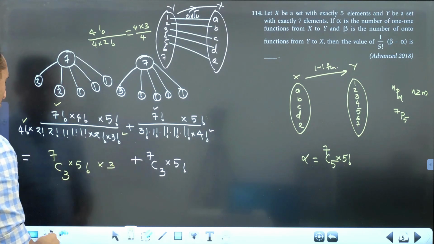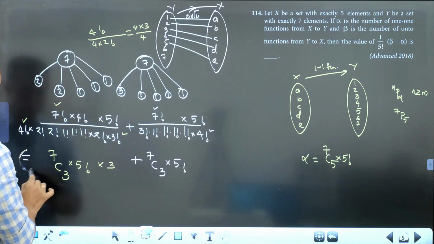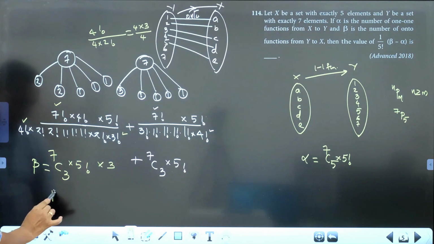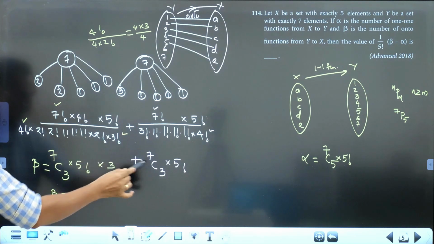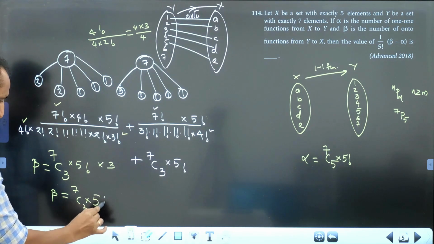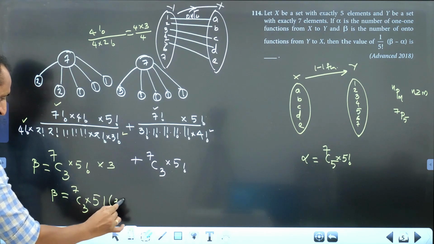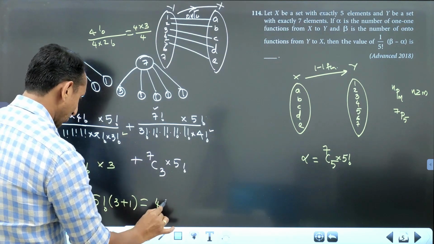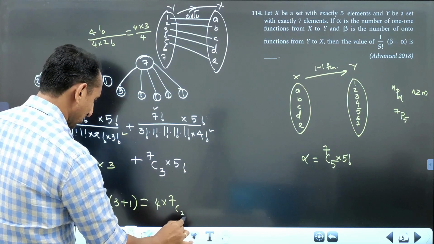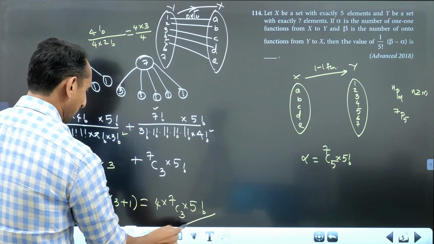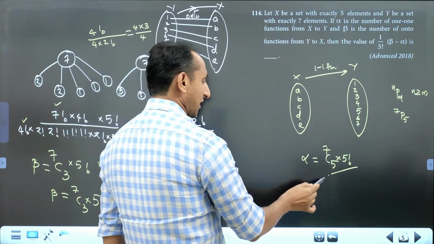From these two terms, this is beta. Here we evaluate beta. Beta is equal to 7C3 into 5 factorial taken common. Remaining it is 3 plus 1. So the answer is 4 into 7C3 into 5 factorial. This becomes beta and this becomes alpha.